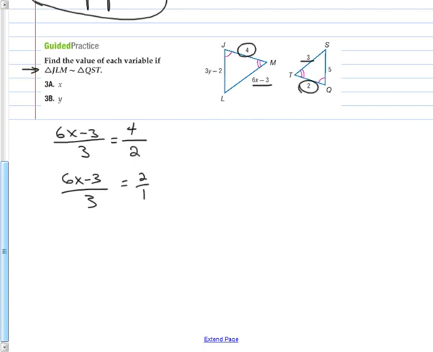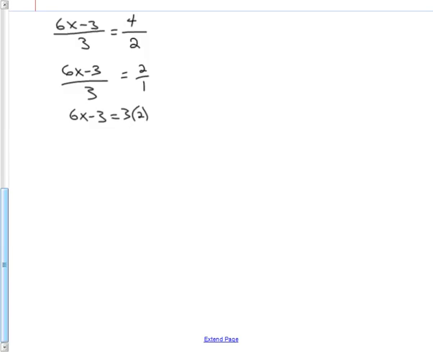So if I take the cross products, now when I multiply by 1, nothing changes. Equals 3 times 2, so I know that's going to be 6 there. So 6x minus 3 equals 6. I'm going to add my 3, so it equals 9. I'm going to divide by 6, and then you're going to reduce. 1.5. Okay, you can call it 1.5. What fraction is it? 3 over 2. It is true that it is also 1.5. There's x. We figured out what x was.